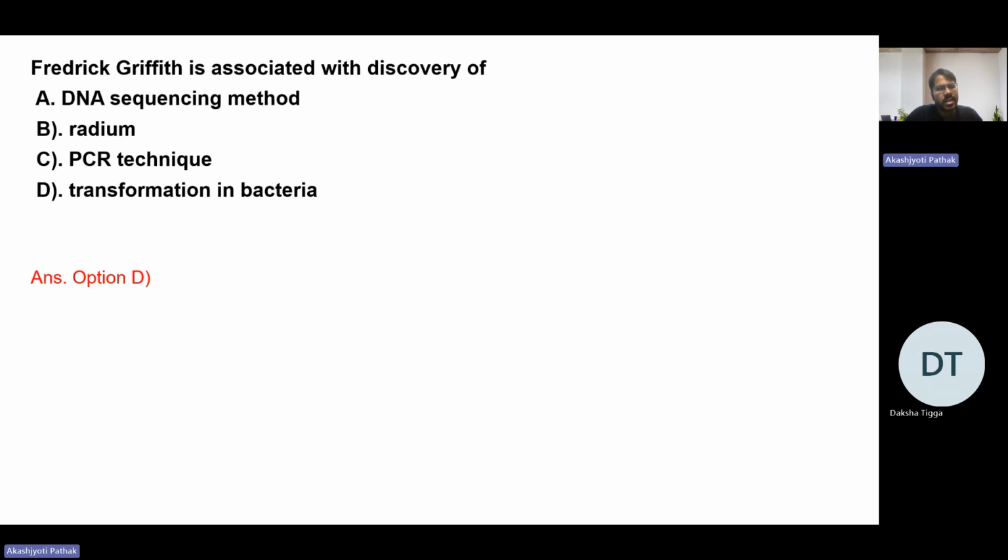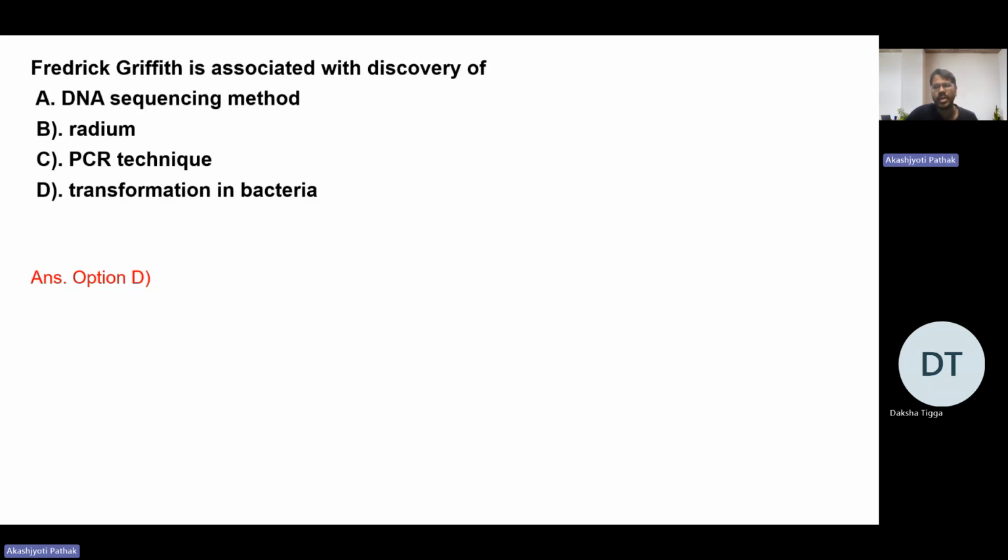Frederick Griffith is associated with the discovery of what? It is associated with discovery of transformation in bacteria. So you remember the transformation experiment, how it was conducted by Frederick Griffith. He took mice and he injected which bacteria? Streptococcus pneumoniae. So there were two strains. One is the R strain, and one is the S strain. The R strain was non-virulent, while the S strain was virulent.